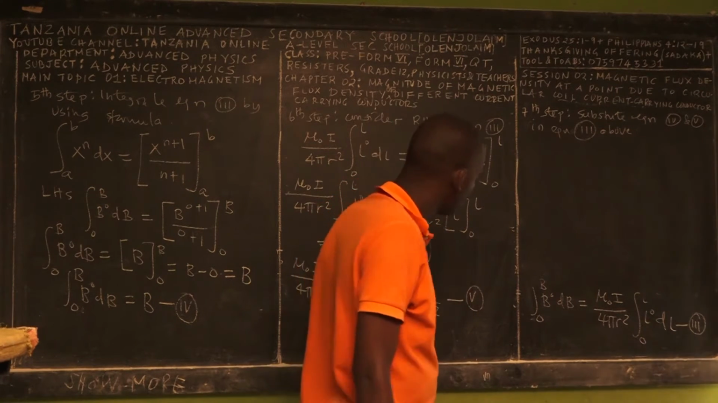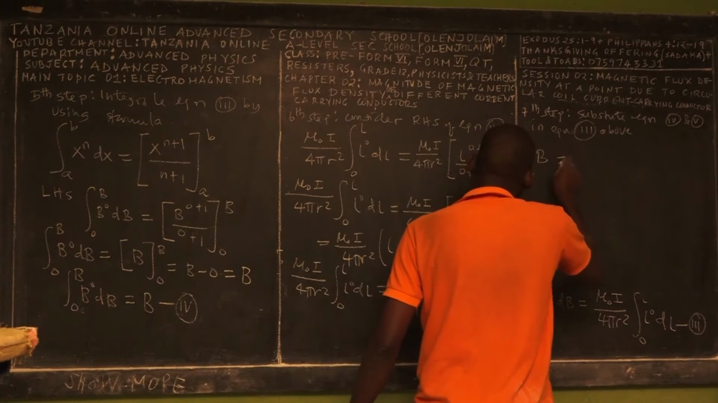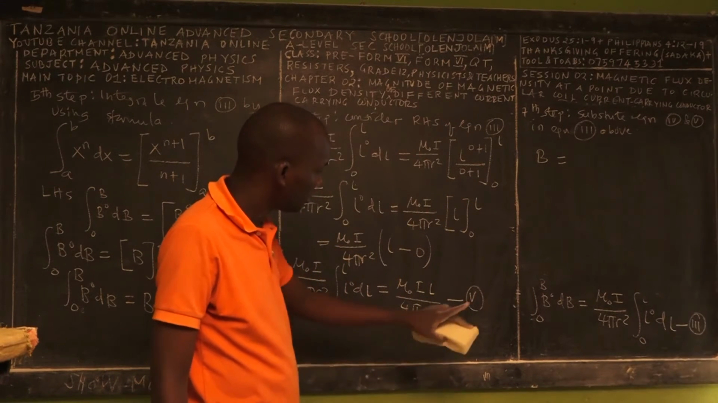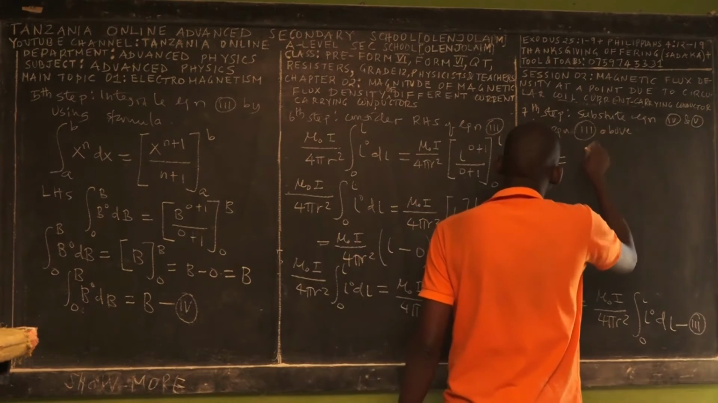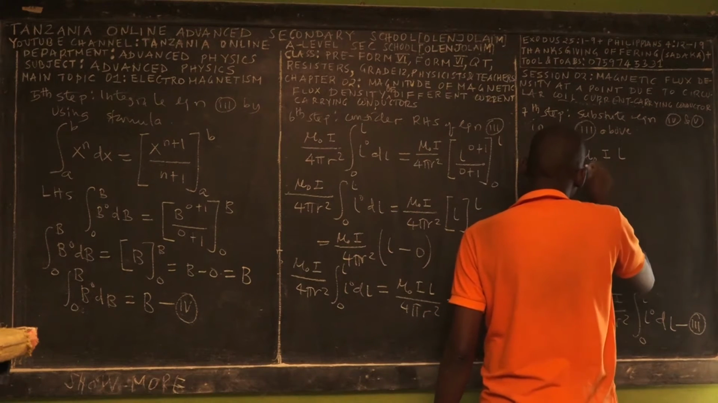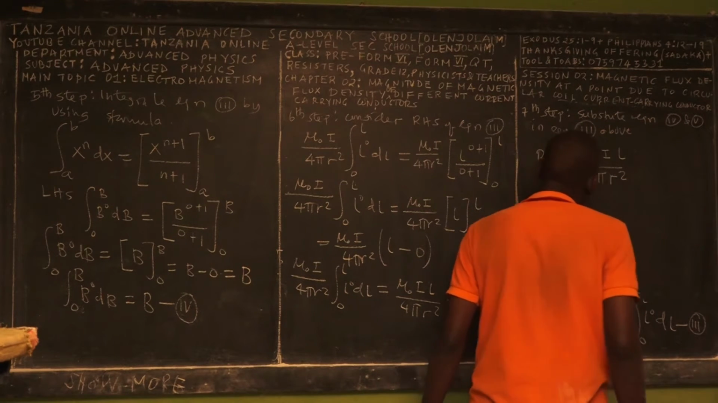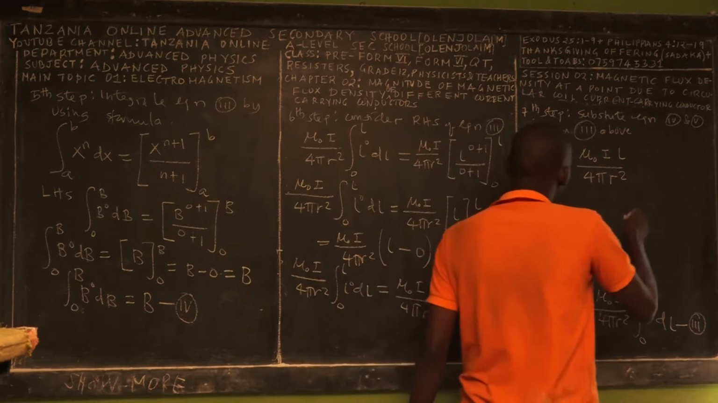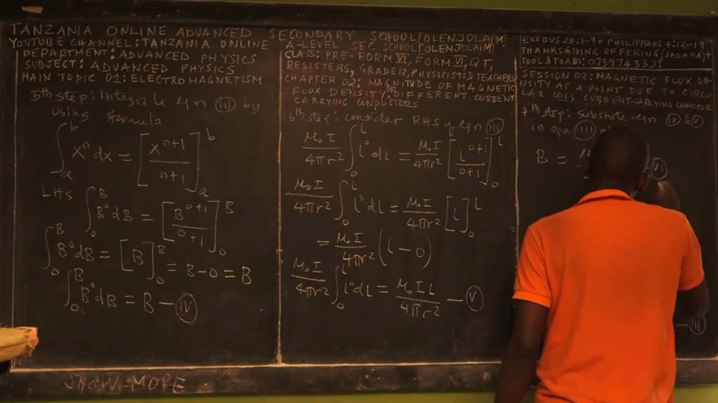So what is equation 3? On the left hand side of equation 3, from equation 4, we have magnetic flux density. Then on the right hand side, from equation 5, we have permeability of free space times electric current times length divided by 4 pi r squared. So this will form the new equation 6.